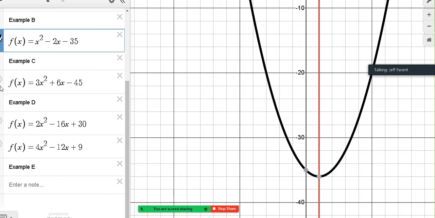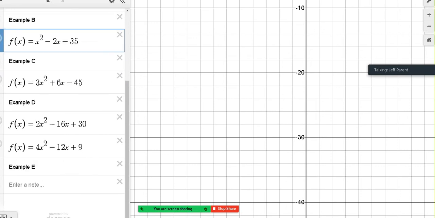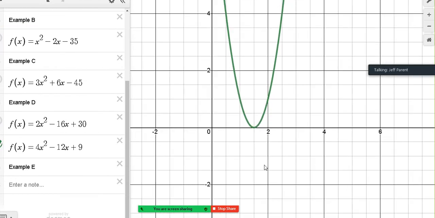Let's finish this up with this one right here. So I'm going to skip down to example D, the second one in example D, because this one's got something kind of interesting going on. Let me shut off this one here. And there we go.